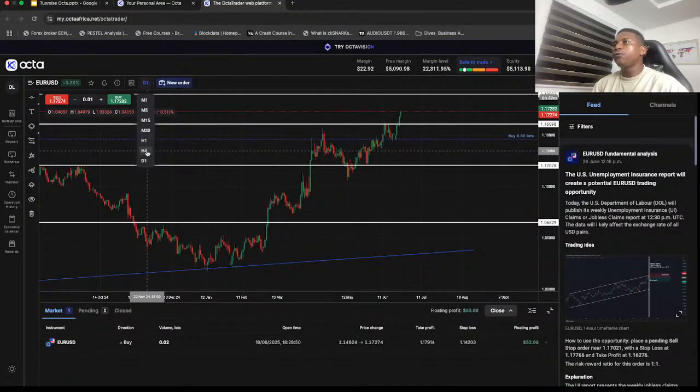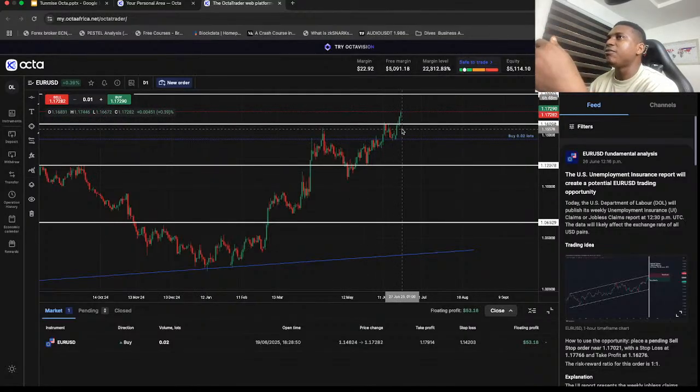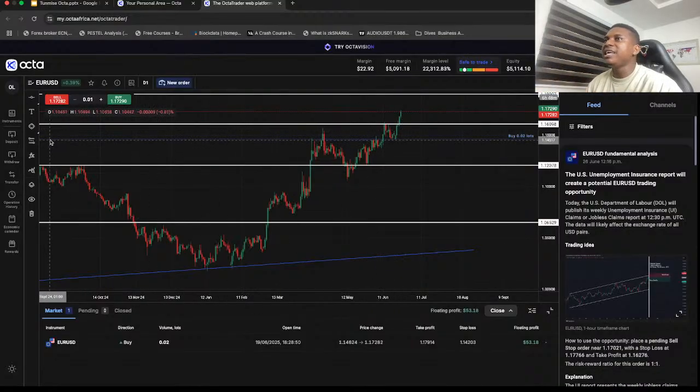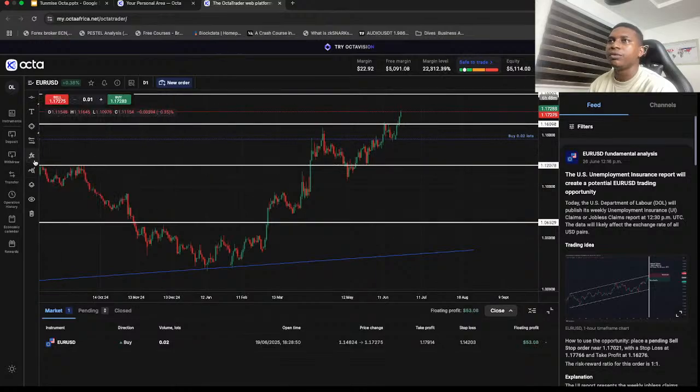So let's go down to the 4 hour time frame to see clearly what might be going on. But in this daily time frame, we can see that price is currently targeting this level. Let me see if I could fetch an arrow for us.